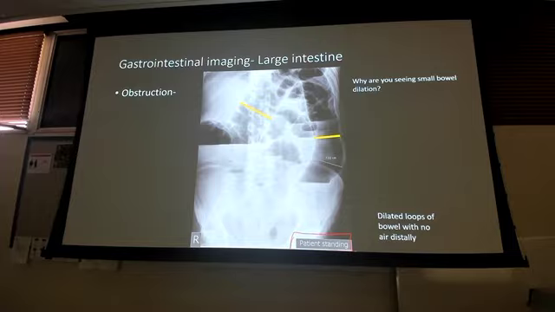Again, so patient standing, but don't get confused with that being an air fluid level, because that's your descending colon. The large intestine doesn't have air fluid levels. That's your transition point. That's your transition point. There's your obstruction.